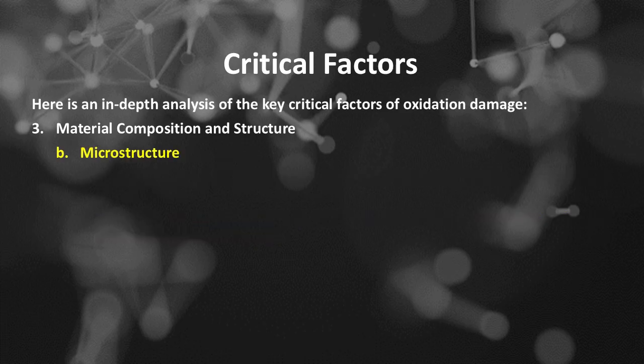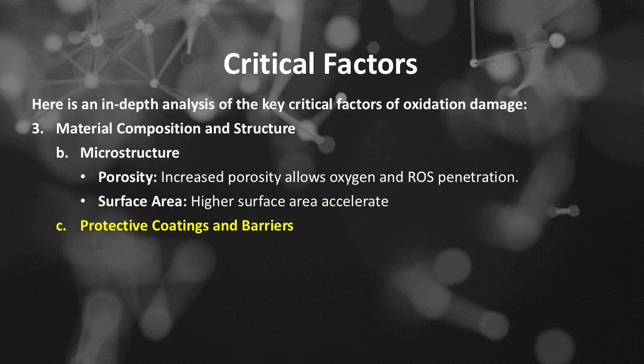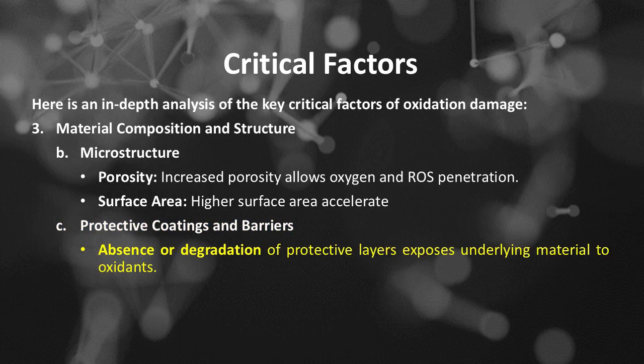Number B is microstructure. Porosity: increased porosity allows oxygen and ROS penetration. Surface area: higher surface area accelerates oxidation. Number C is protective coatings and barriers. Absence or degradation of protective layers exposes the underlying material to oxidants.